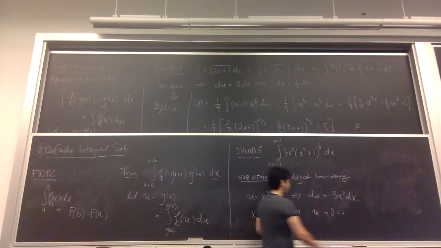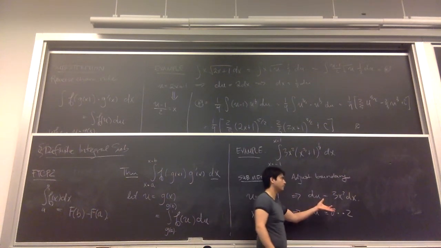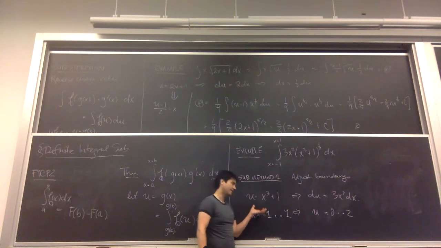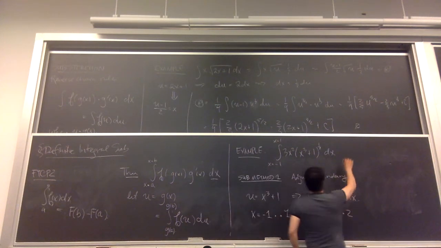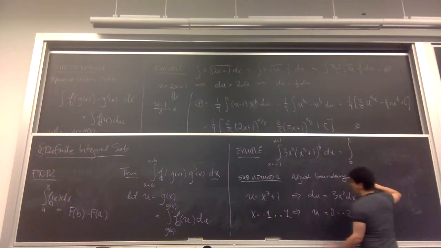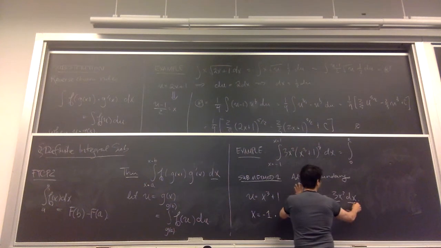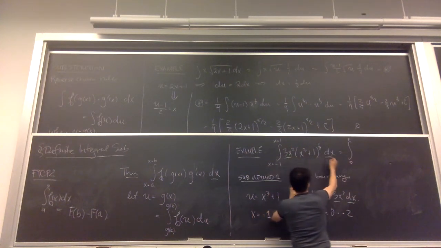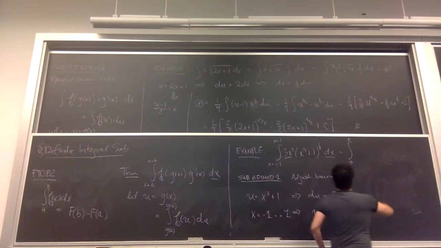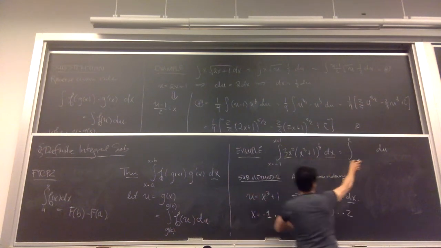Okay, great. These are the old indices, and these are the new indices. So this is going to be equal to 0 to 2. Let me see. Look, we've got 3x squared dx. That's 3x squared dx is du. And then this becomes u to the half.